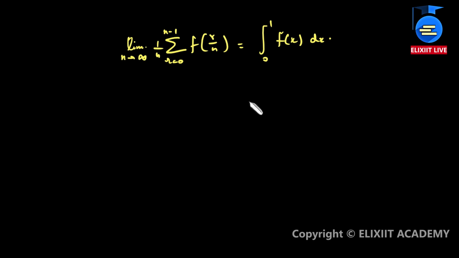Let's look at some questions. Here we have the first question. Evaluate this limit: limit n tends to infinity of 1 by n plus 1, plus 1 by n plus 2, up to 1 by 2n. How do we solve this limit?